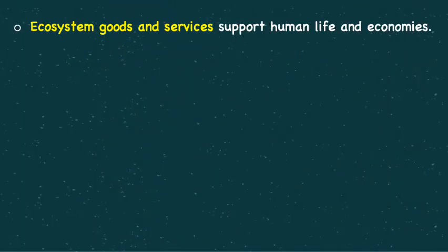Ecosystem goods and services support human life and economies. Therefore, we have to protect ecosystem goods and services for future generations. To do this, we need to know what they are, how they are being used, and what is happening to them. To find out, scientists have carried out a number of large scale assessments.